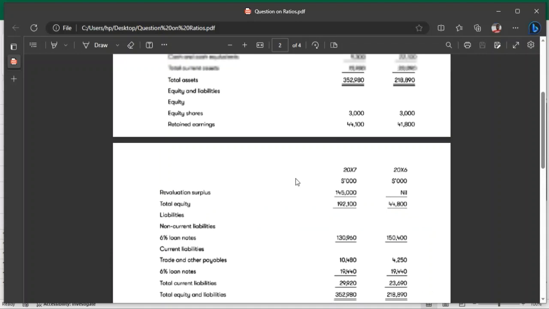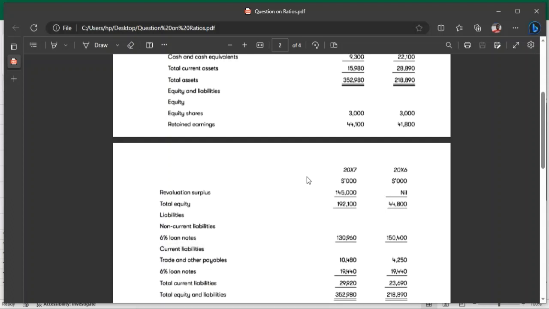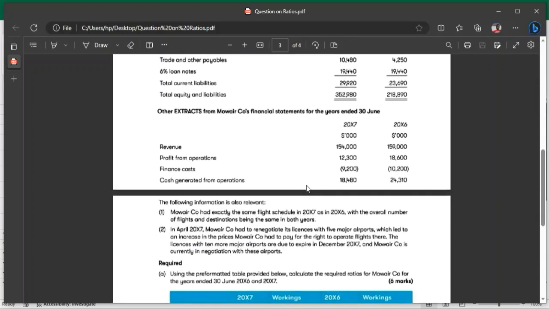All right. So the first one we have to calculate is the operating profit margin, and the operating profit margin, as we know, is equal to our profit before interest and tax, and we divide that by revenue. So what is our profit before interest and tax in our question? We are not given profit before interest and tax directly, but we are given profit from operations. Profit from operations is the same as profit before interest and tax, or what we call PBIT, or others also call it EBIT, or earnings before interest and tax. So we have our profit before interest and tax as 12,300 for 2017 and 18,600 for 2016.